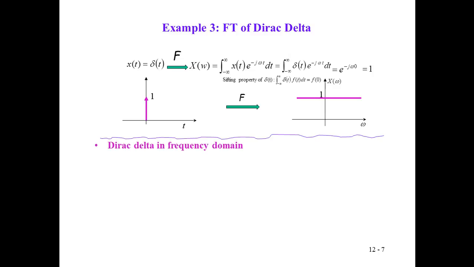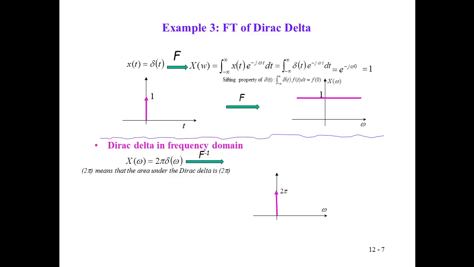Okay, now let's take a look at the problem if Dirac delta is defined in the frequency domain. That is, X of omega is equal to 2π δ(omega). If we plot this in the frequency domain, that is an arrow at the origin with magnitude 2π. In fact, this 2π is the area under the Dirac delta.